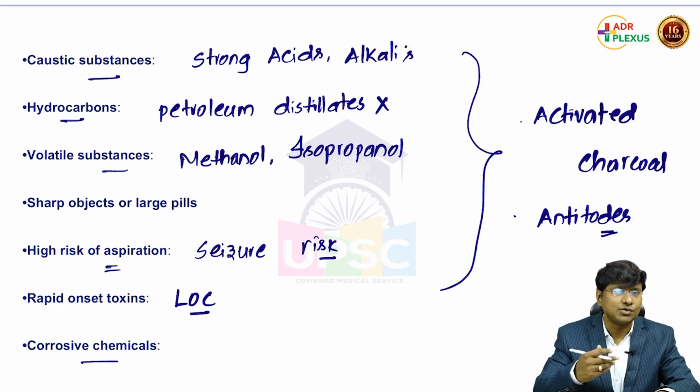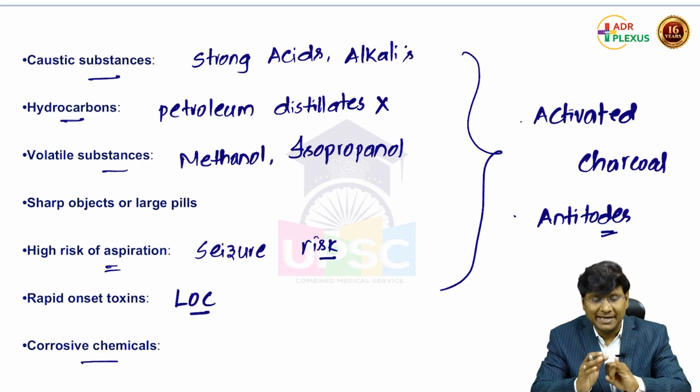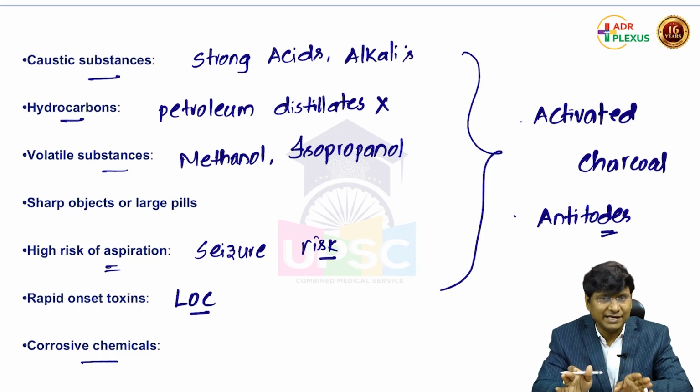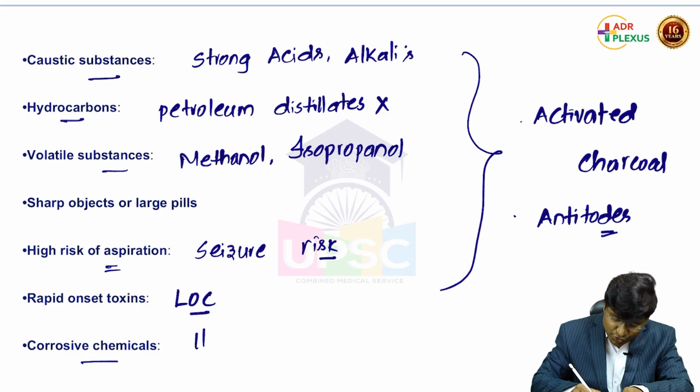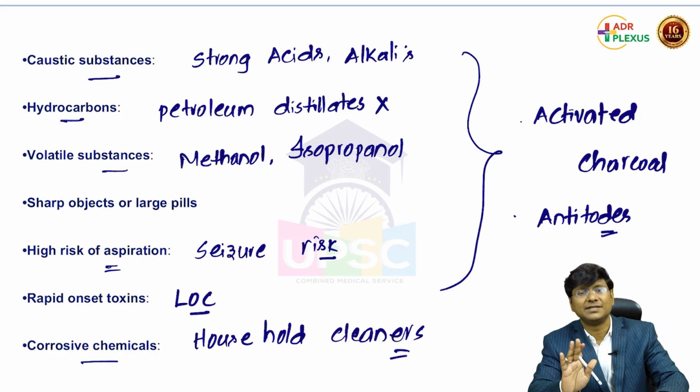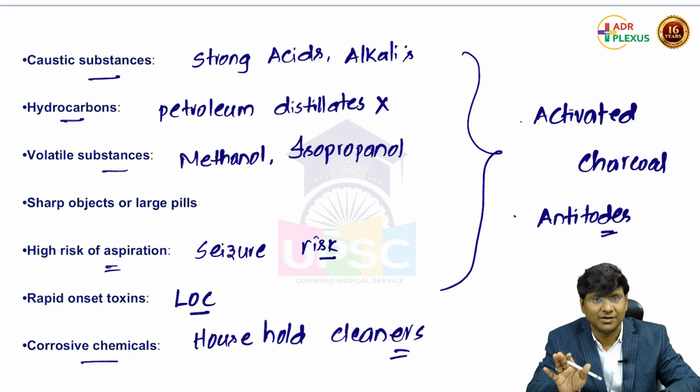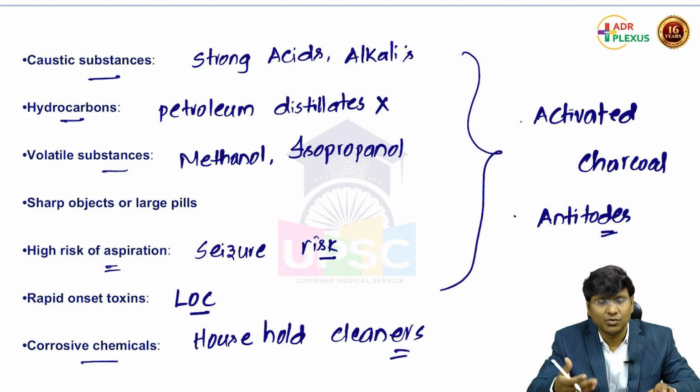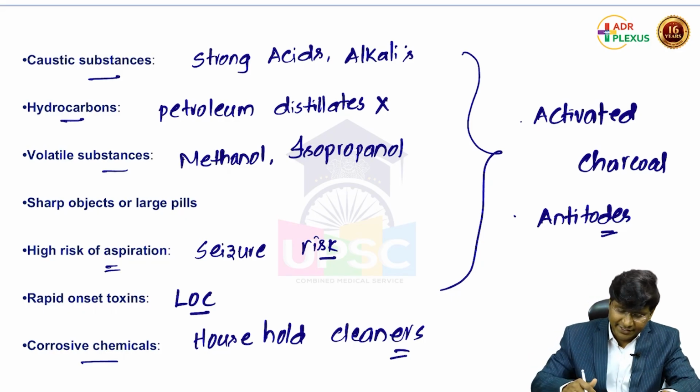And you take these corrosive chemicals. Corrosive chemicals, mainly household cleaners, may contain chemicals that can cause severe gastrointestinal burns and perforation. So in those who have consumed household cleaners, gastric lavage should be avoided. So that is about the intoxications where lavage is contraindicated. Next question.